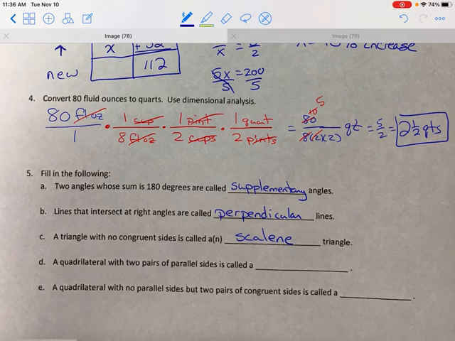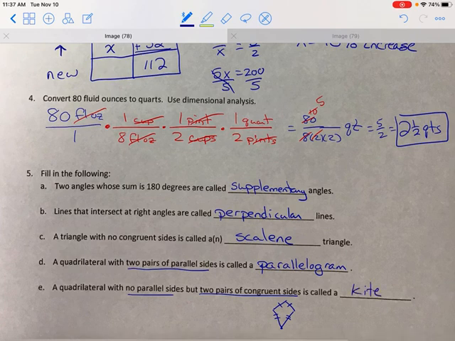All right, our next one deals with quadrilaterals. So a quadrilateral that has 2 pairs of parallel sides, you have a little hint there with the word parallel. This will be a parallelogram. And then a quadrilateral with no parallel sides but 2 pairs of congruent sides. So if they're not parallel, the only way to make them congruent is to put them next to each other. So you're going to have something like this with these 2 congruent and these 2 congruent. So this would be a kite.